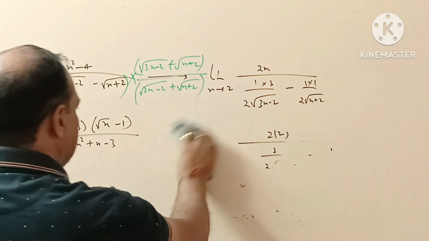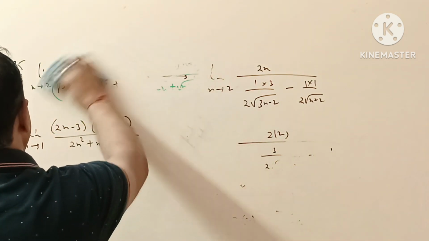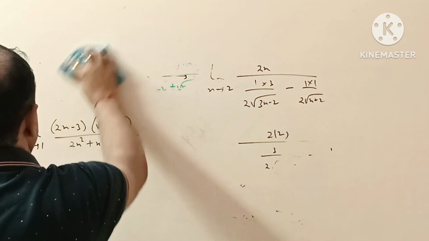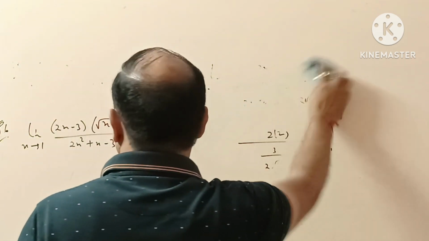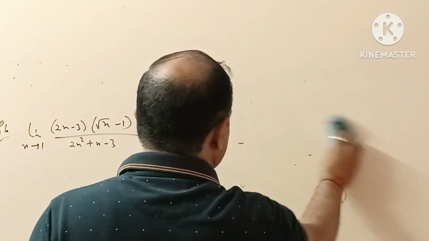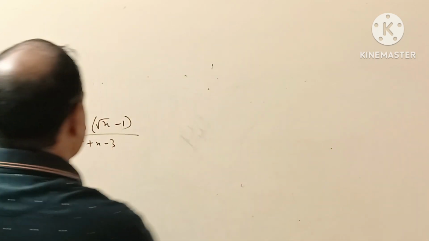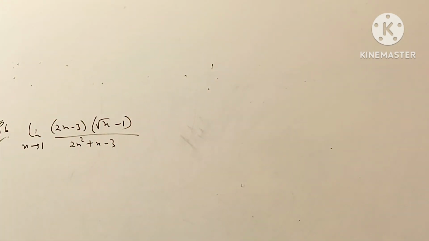Now let's start with another question. This is the question of 2x minus 3 over under root x minus 1 over 2x square plus x minus 3.